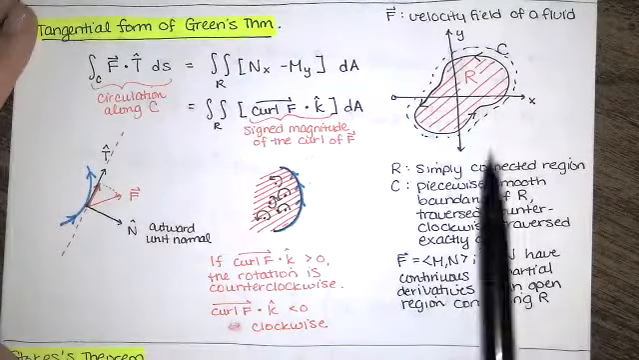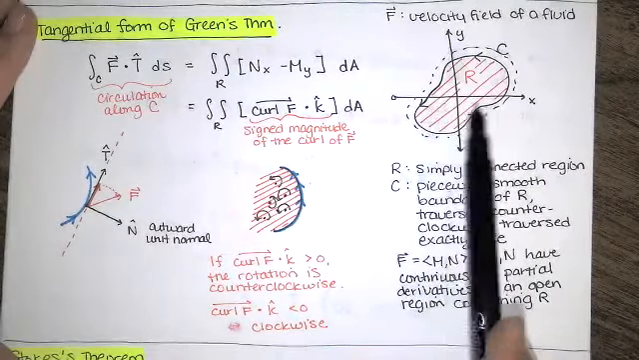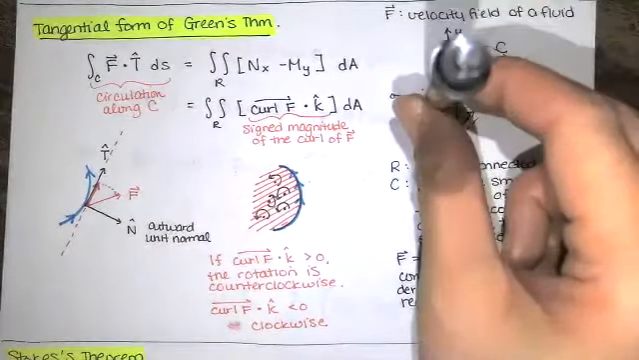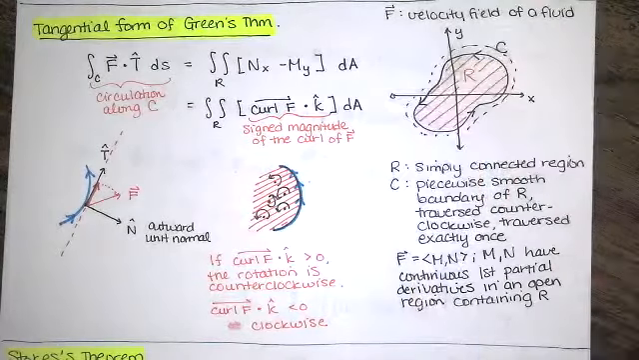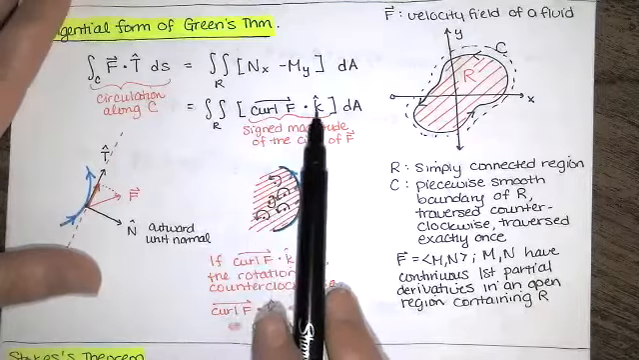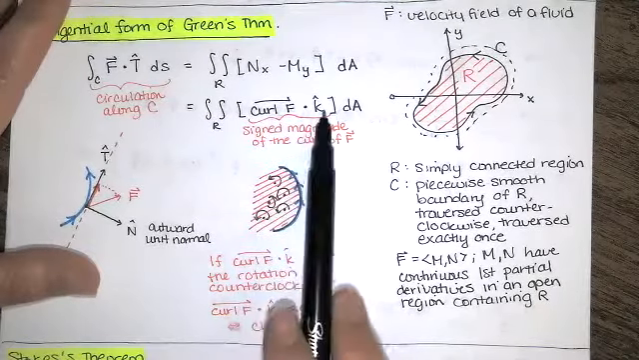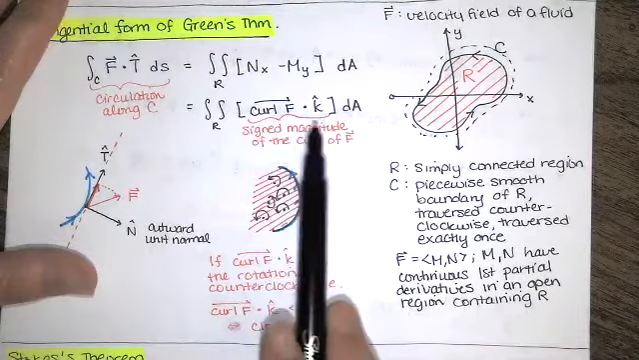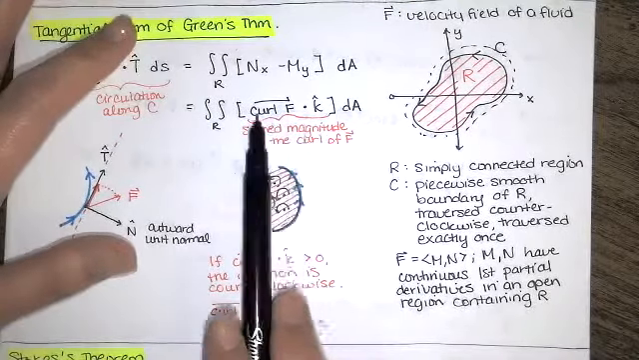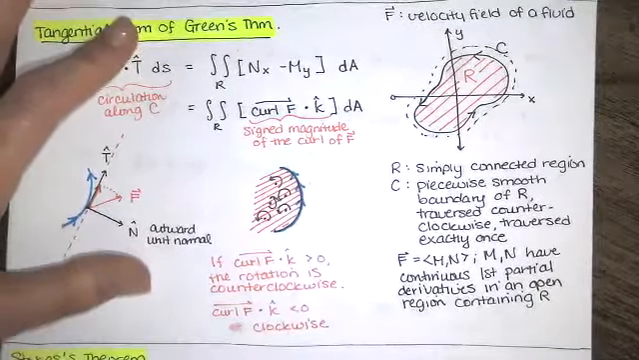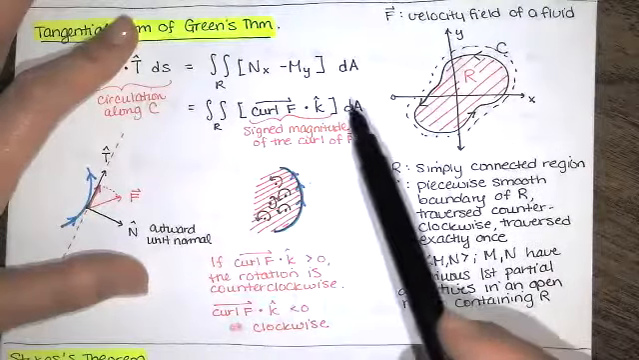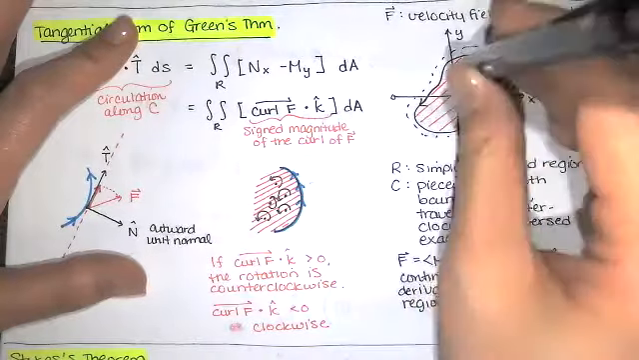Well, then when I take the curl of F, because it has no Z component, the curl of F is always perpendicular to the XY plane, so it's always parallel to K hat. If I take the curl and I dot it with K hat, that's just going to give me the magnitude, or the signed magnitude of the curl of F. Now, if that dot product is positive, all that means is this is a positive number. So the curl points up.